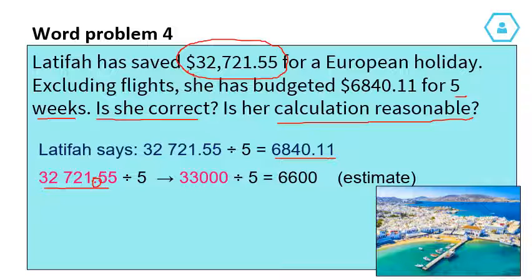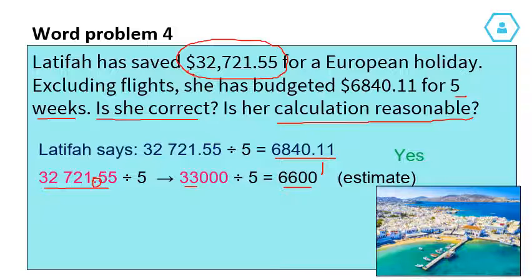To make it nice and simple, particularly when we're dealing with money, we tend to round just to the nearest dollar. But here we're talking about thousands of dollars, so I'm going to round it to the nearest $1,000. So I've rounded up to $33,000. So 33,000 divided by 5 is 6,600. So that's my estimate, and it's pretty close to her calculation, which is $6,840.11. So I'm going to say that her calculation is reasonable.